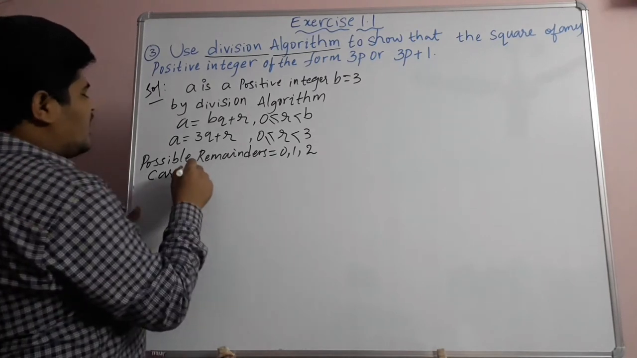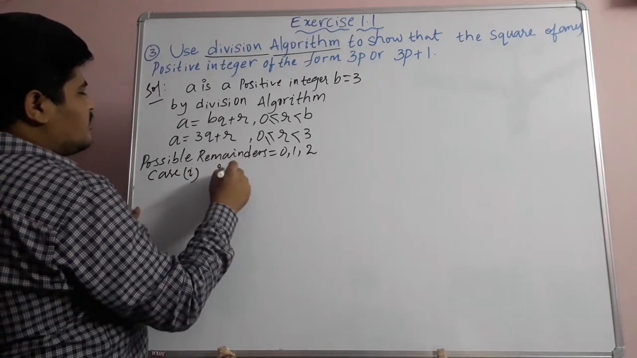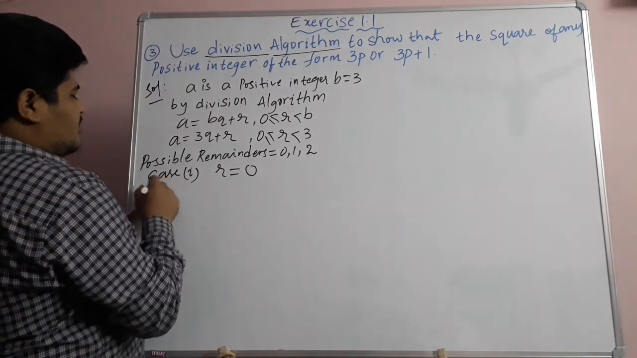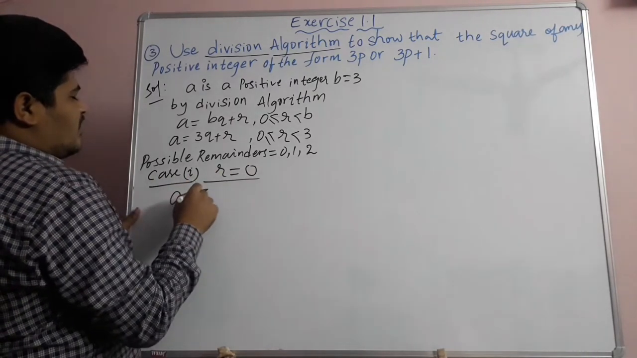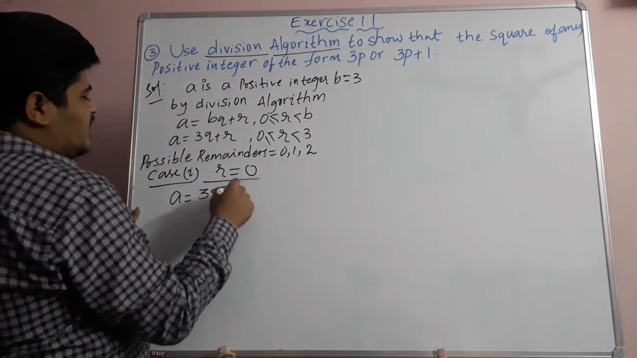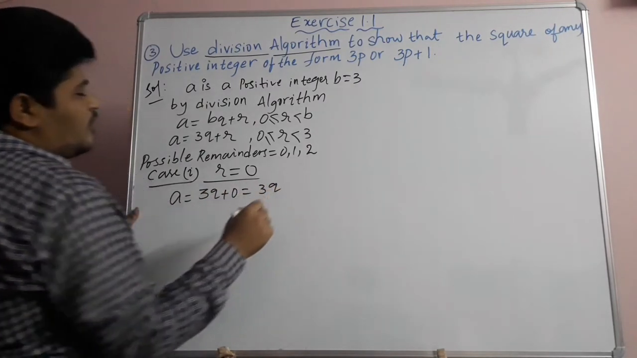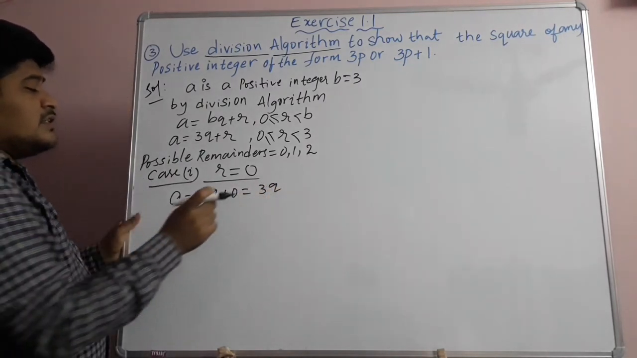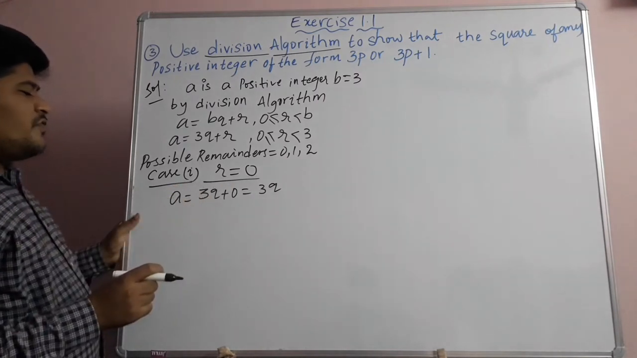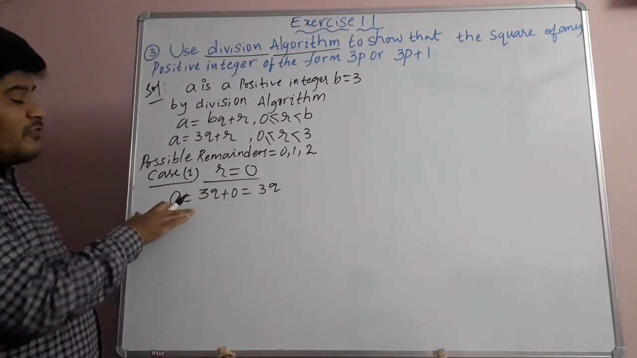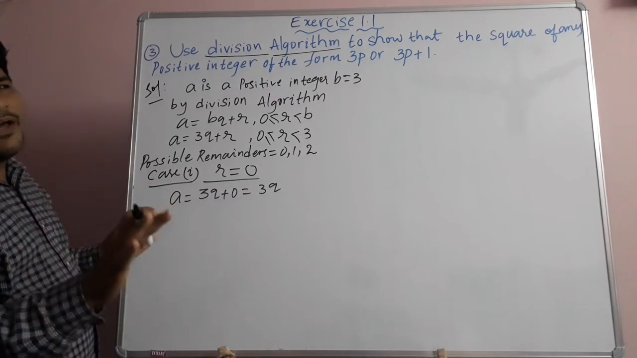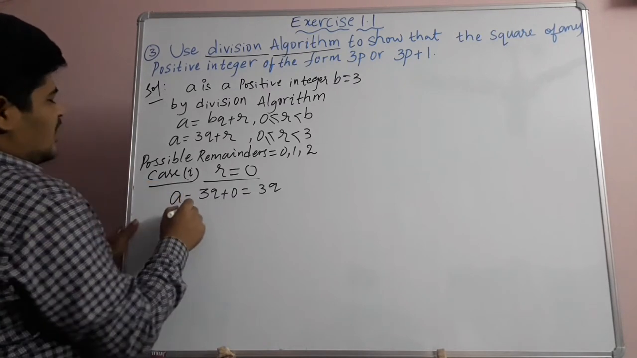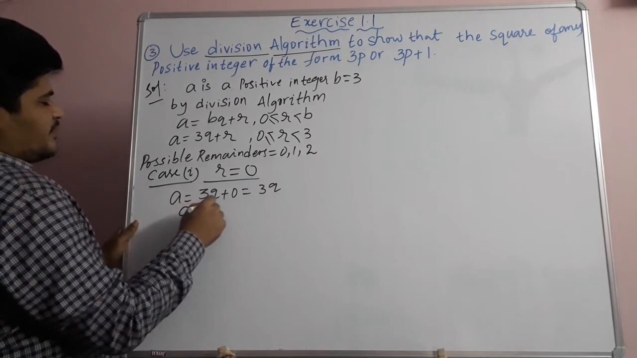So in case 1, r is equal to 0. Then a is equal to what, children? 3q plus 0, that is equal to 3q. So what is the question? The square of this positive integer should be in the form of 3p or 3p plus 1. Fine, children. So now a is equal to 3q.